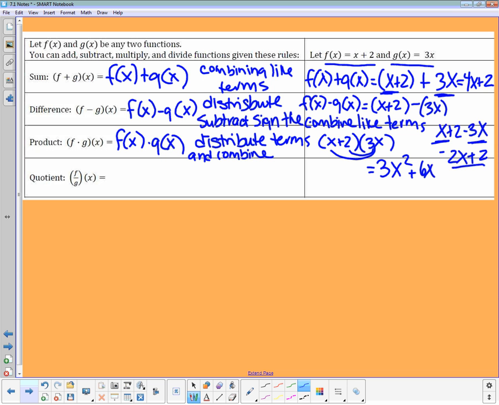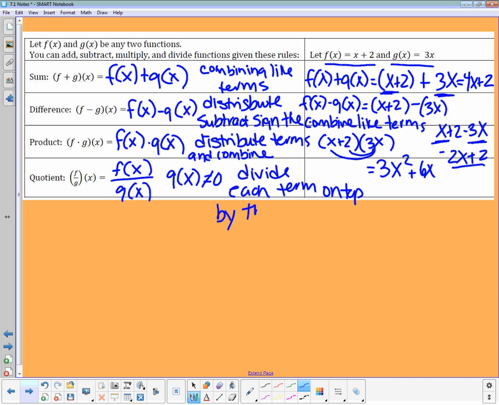And for our last operation, we have the quotient. We have f over g of x. We can write this as f of x over g of x. One quick note here, g of x cannot equal 0. It's on the bottom of a rational expression, and we can't divide numbers by 0. It doesn't exist. So what we're going to do here is divide each term on top by the bottom.